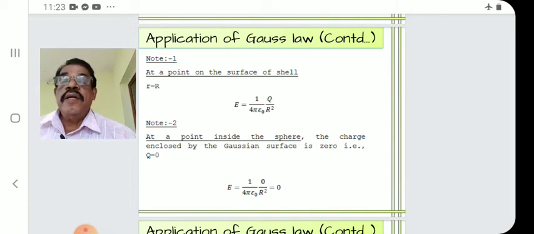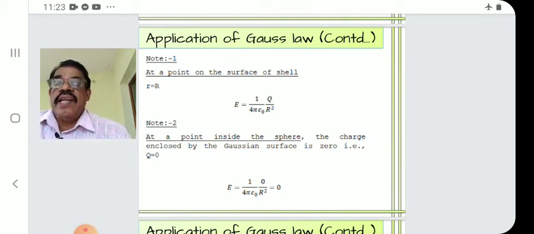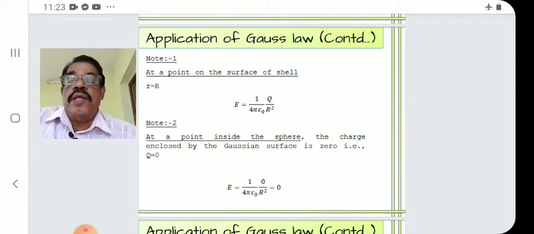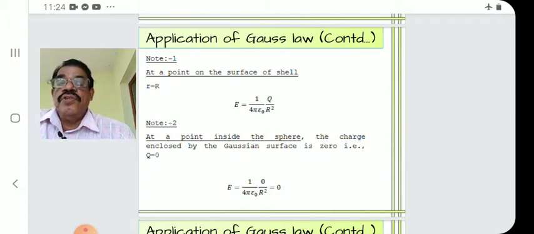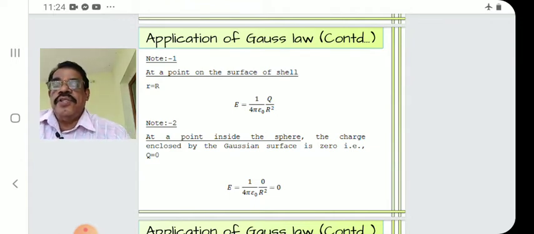And second note, at a point inside the sphere, the charge enclosed by the Gaussian surface is 0, that is Q is equal to 0, because charge always resides on the surface of the spherical conductor. On putting Q is equal to 0 in the above equation, we get E is equal to 0. So at a point inside a charged spherical conductor, the electrical intensity is 0.